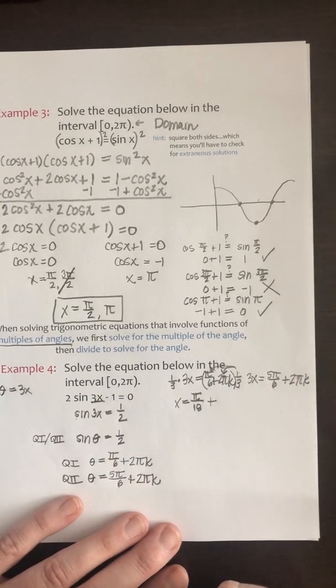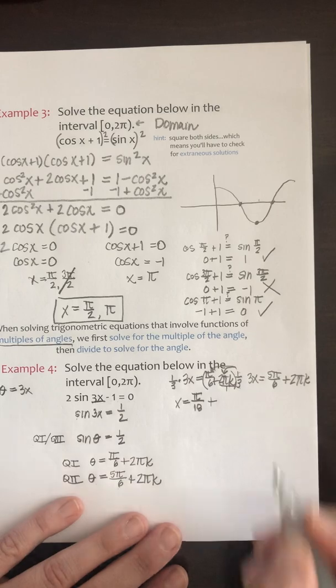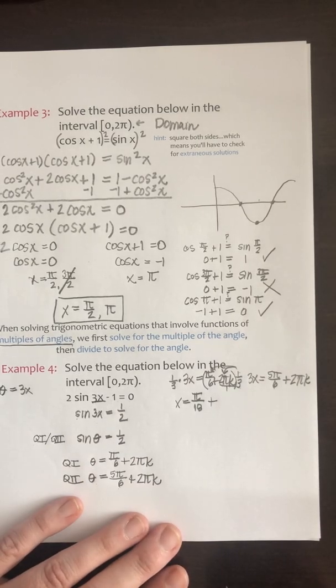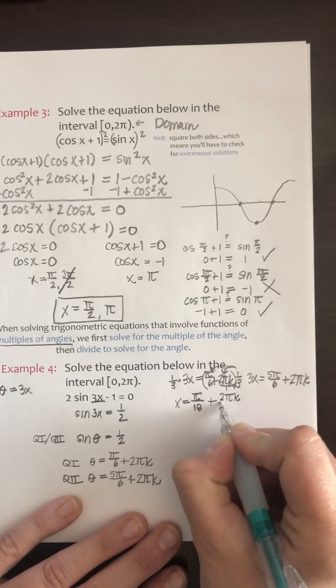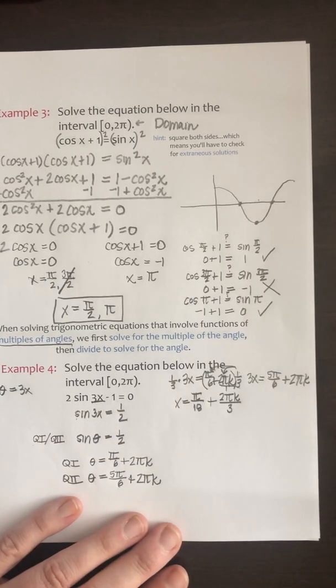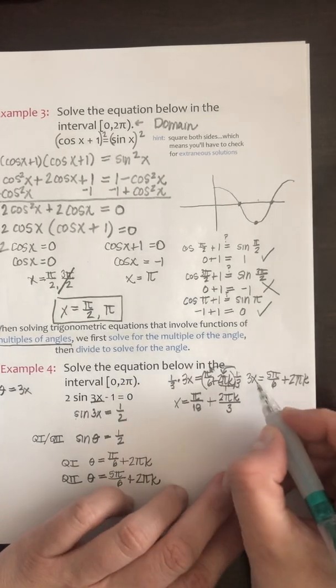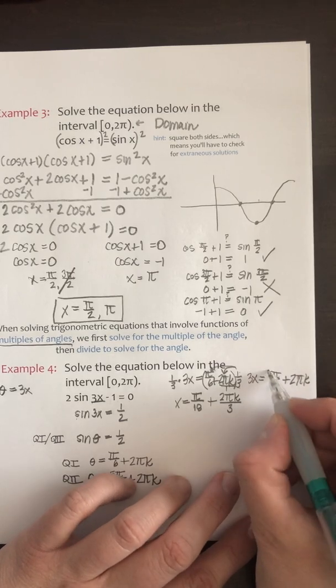The same thing is going to happen with the 2 pi k. Right now that's over 1, and I'm going to multiply it times 1/3, and I'm going to get 2 pi k over 3. Does that make sense? Multiplied straight across, top times top, bottom times bottom. I'm going to do the same thing over here. Again, I would multiply both sides by a third.